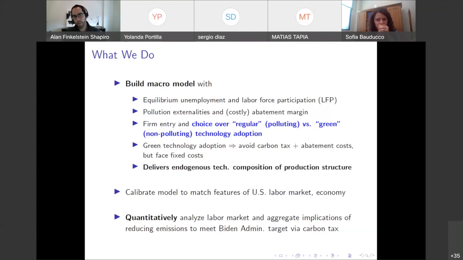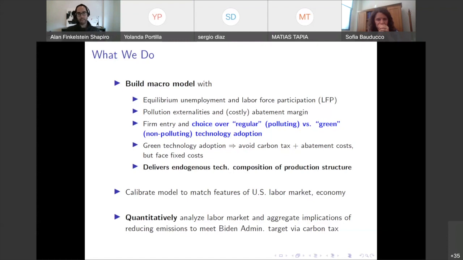And the benefits of adopting this green technology are twofold. The first one is that obviously you don't have to pay a carbon tax if you're not generating emissions, and you don't have to face any abatement costs, but there's a fixed cost associated with adopting that green technology. Okay, I'll give you some examples about what we mean by green technology in a second.